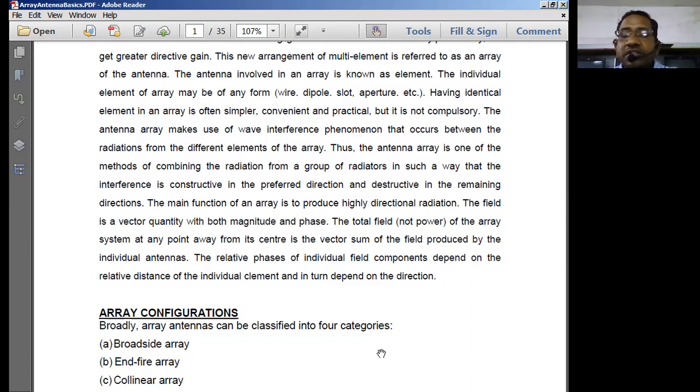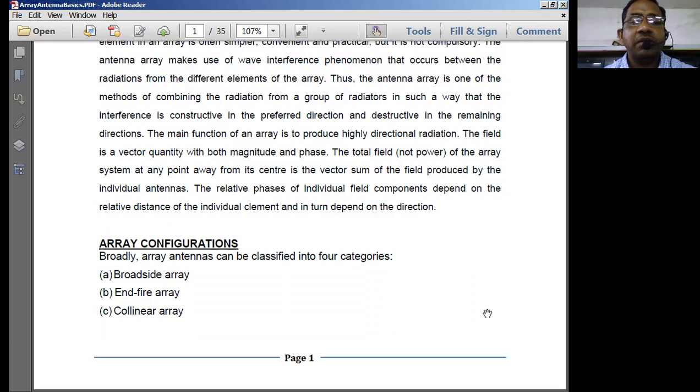The field is basically a vector quantity with magnitude and phase, obviously. So the total field of the array system at any point away from its center is the vector sum of the fields produced by the individual antennas. So the net amount of field produced at a particular point under consideration in free space is due to the fields of the individual antennas. The relative phases of the individual field components depend on the relative distances of the individual elements and in turn depend on the direction of the antennas.